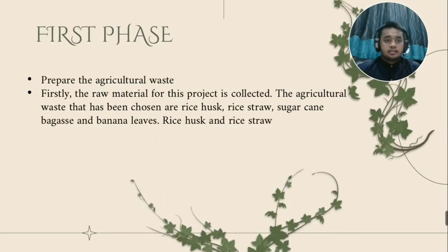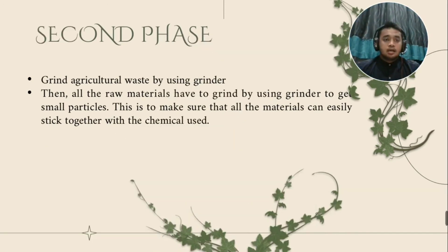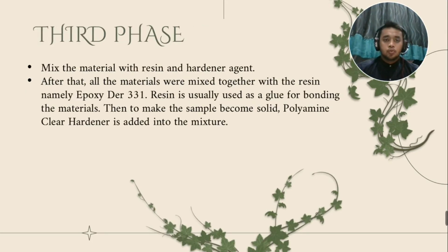So for the first phase, I will explain in more detail how to prepare the agriculture waste. Firstly, the raw material for this project is collected. The agricultural waste that has been chosen is rice husk, rice straw, sugarcane bagasse, and banana leaf. Then for the second phase, we grind the agricultural waste by using the grinder. All the raw material has to be ground to get small particles. This is to make sure that all the material can easily stick together with the chemical used.